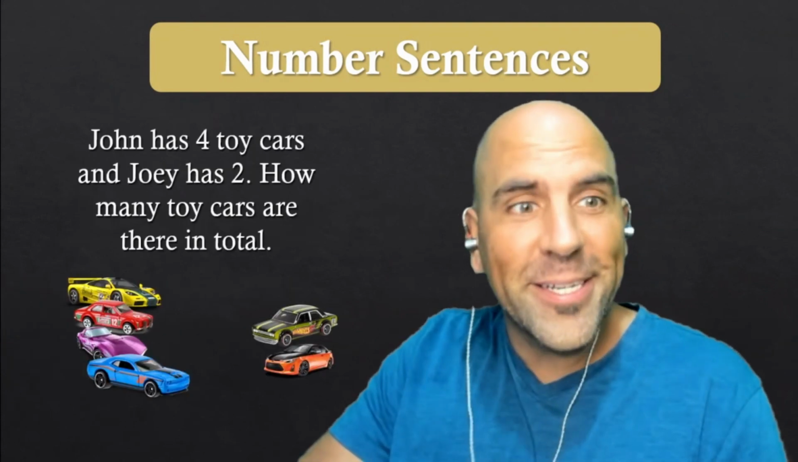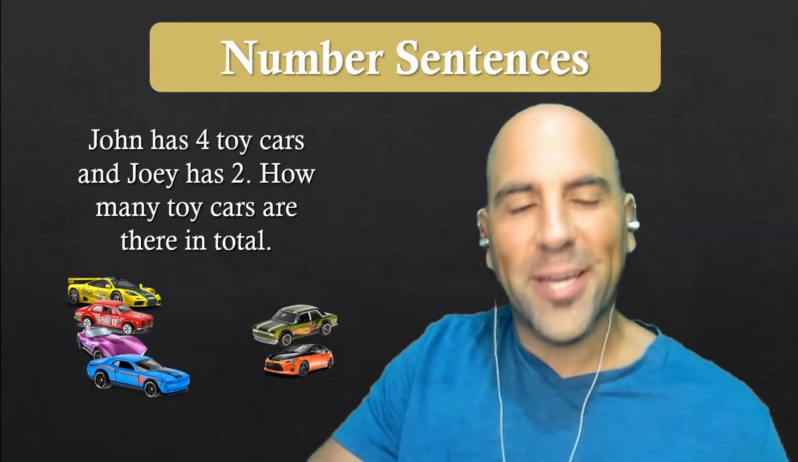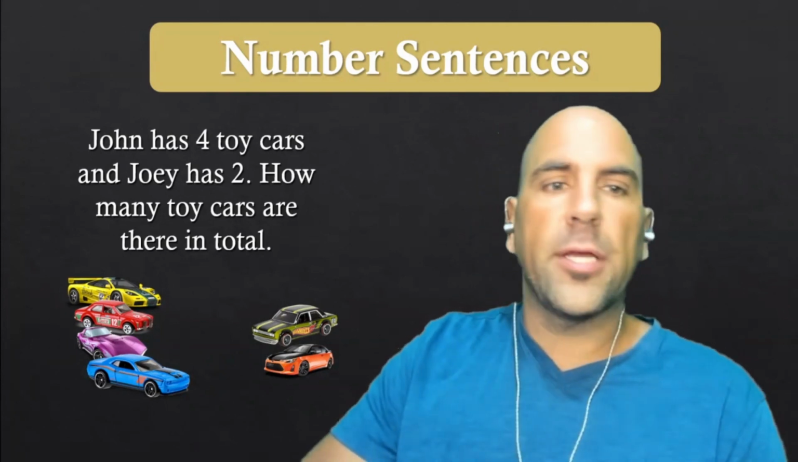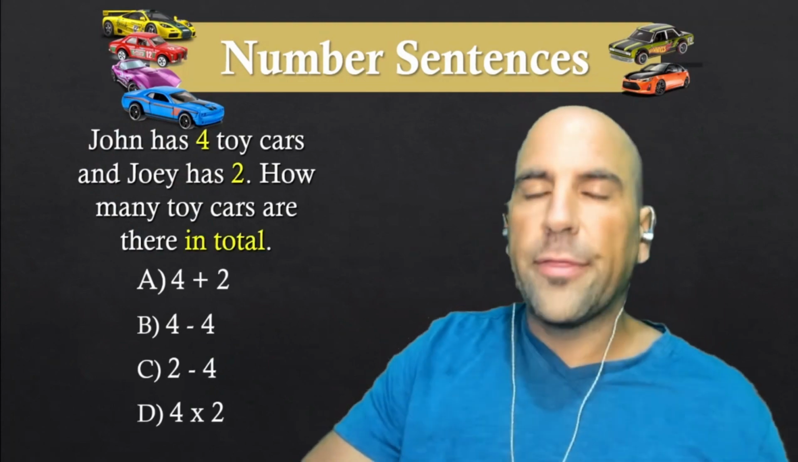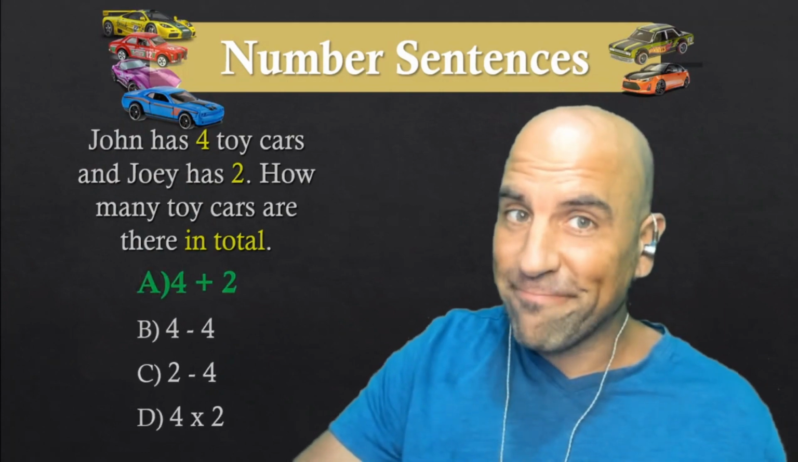Ooh, cars. John has four toy cars and Joey has 2. How many toy cars are there in total? Well, we started with 4. Joey brought 2, and then we need to know the total. Those subtractions are out of the question right off the top, but we're just putting 4 and 2 together. That's letter A, 4 plus 2.